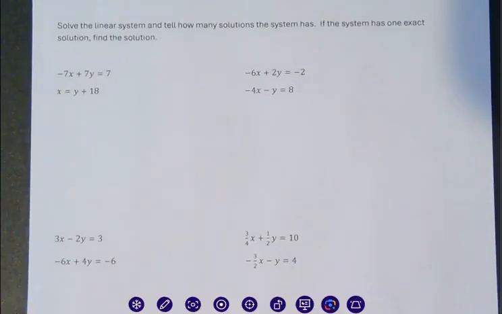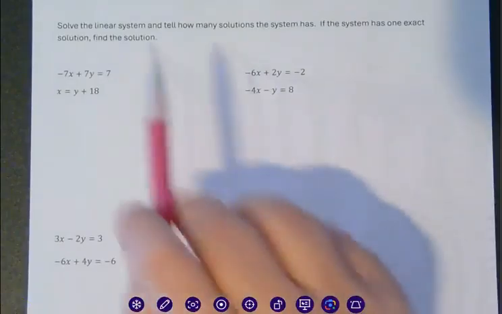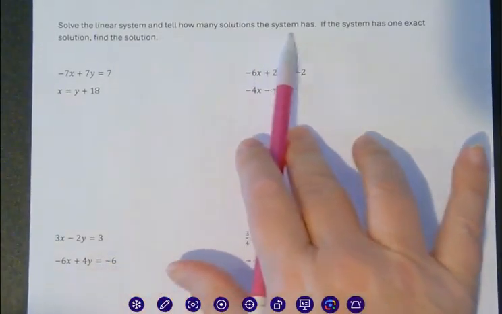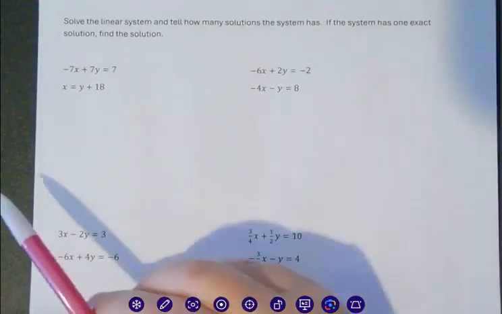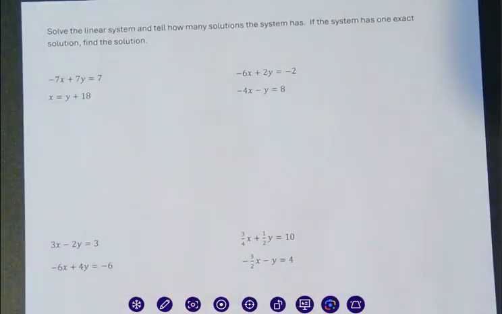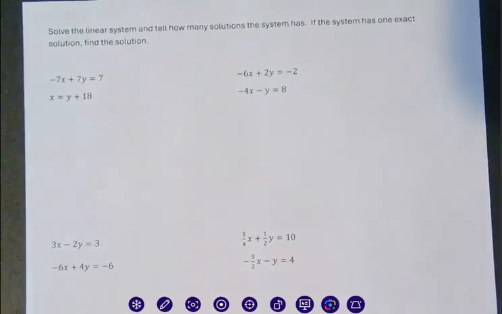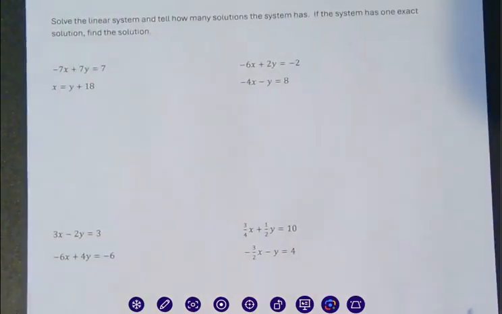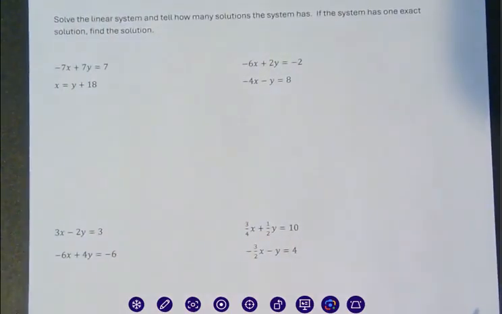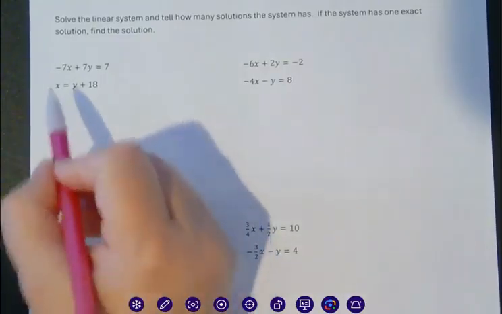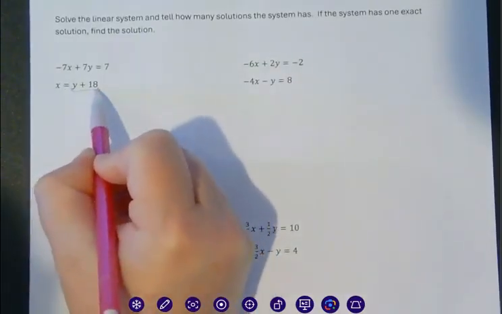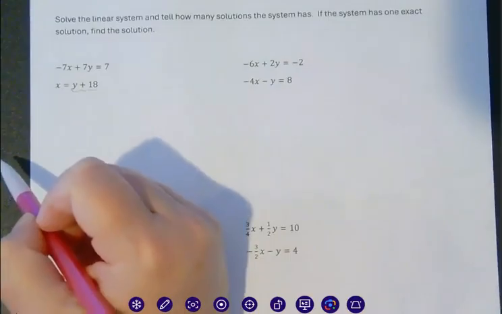On the back of your note sheet, let's do a couple more examples. It says solve the linear system and tell how many solutions the system has. If the system has one exact solution, find the solution. So I'm going to practice using the strategy that I think would be best for the problem that's given to me. And this one, since it says x equals this, I'm going to use substitution.